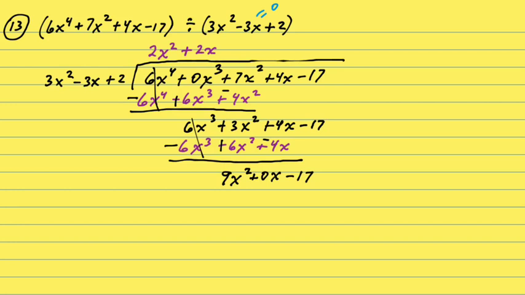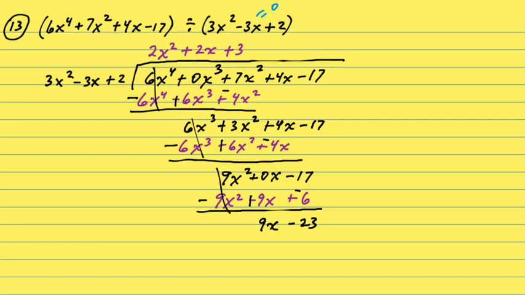Now, one last time. 3x squared times what is 9x squared? Well, 3x squared times 3 would be 9x squared. So a positive 3. 3 times 3x squared is 9x squared. 3 times negative 3x is negative 9x. And 3 times 2 is a 6. I don't know why I wrote a 9. 6. Change your signs and add. So what comes down is 9x minus 23.